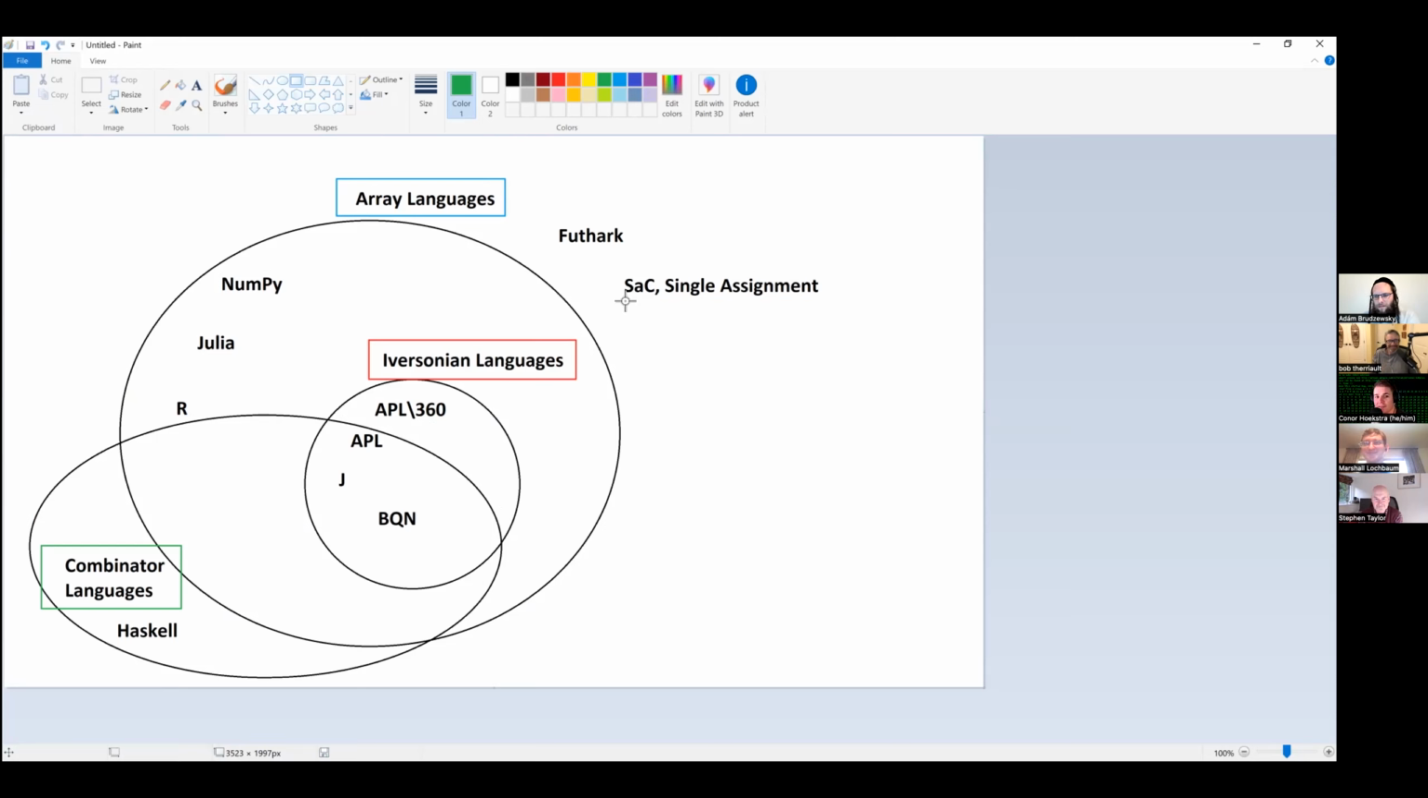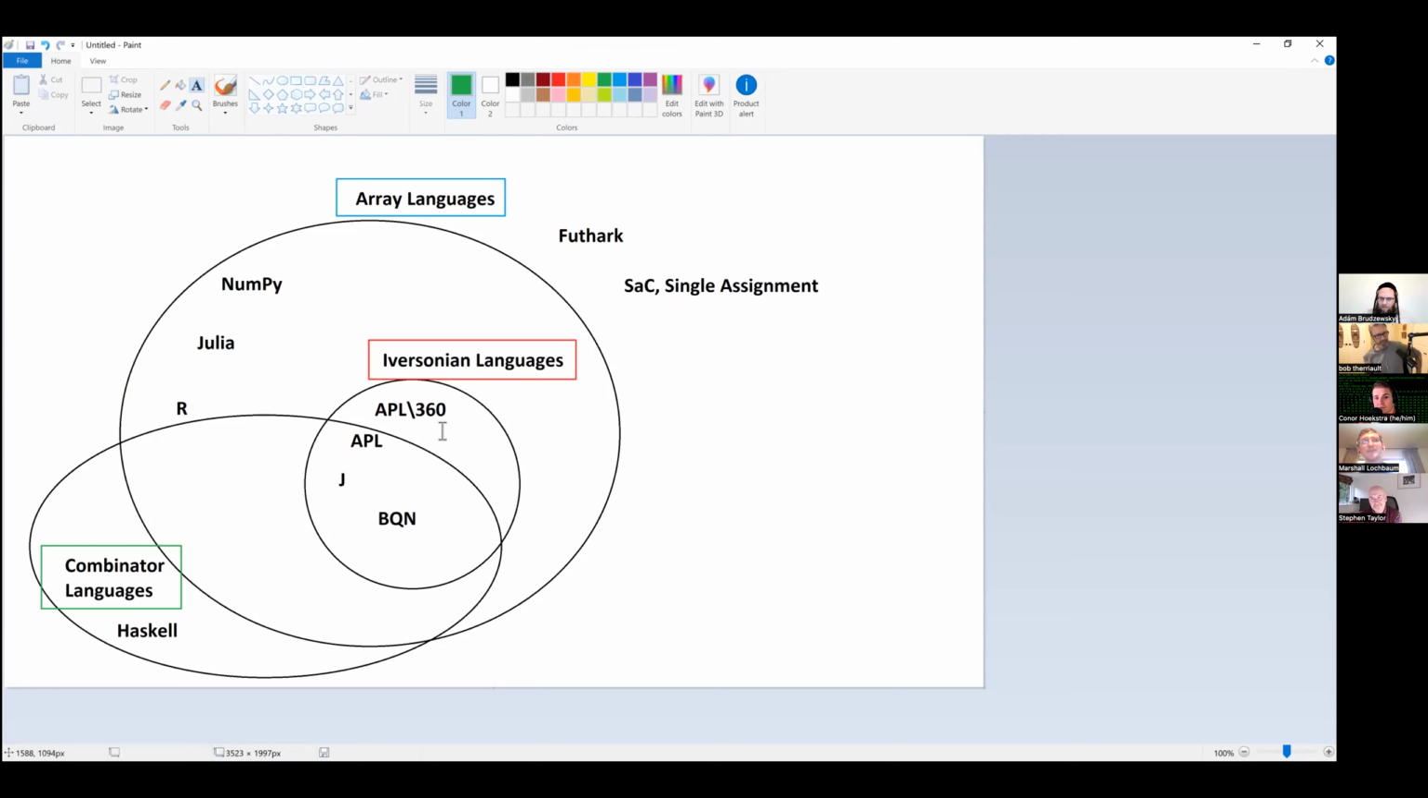But before we end, I think we should talk very quickly about Futhark and Q and K. So I think Q and K will be quicker. Where do people think Q and K belongs? I think it's outside the combinator languages circle. The question is, is it inside the Iversonian languages circle? I would definitely say it's inside Iversonian.